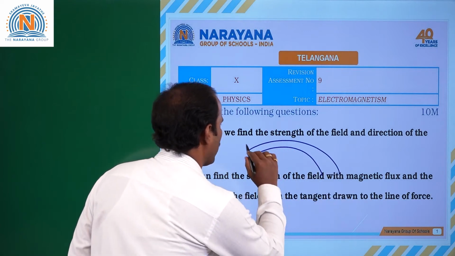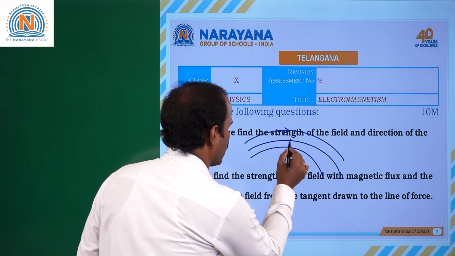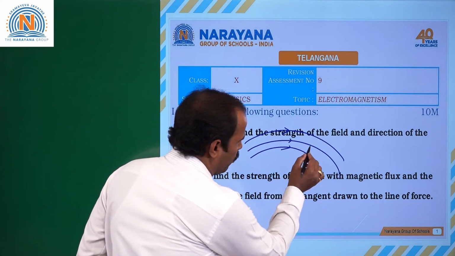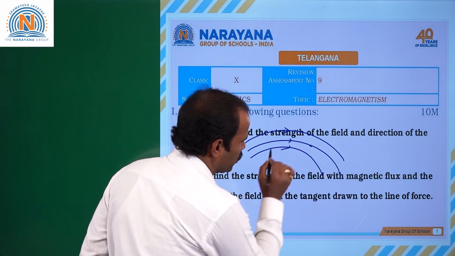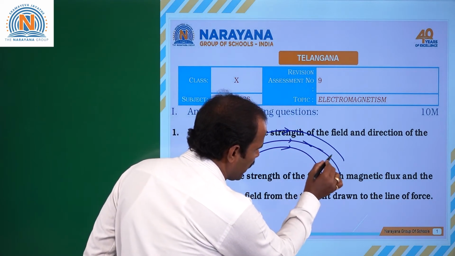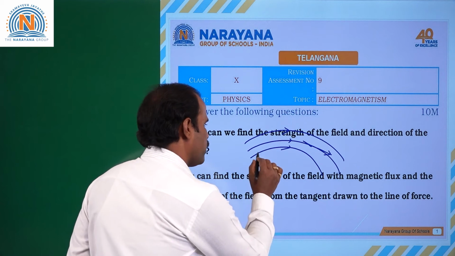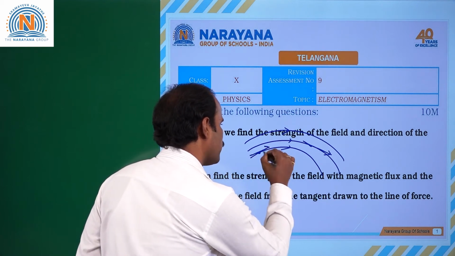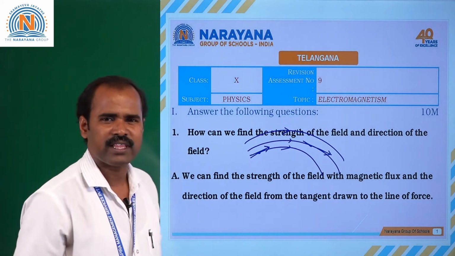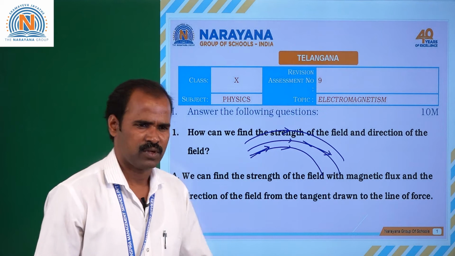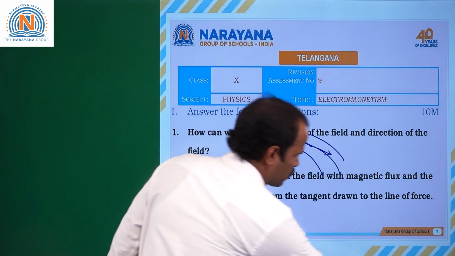For example, I am giving these magnetic field lines. Then what is the direction at a particular point? If you draw a tangent to that curve, this is the direction of the magnetic field. If you draw a tangent at this point, this is the magnetic field direction at this point. That means the tangent drawn at the curve gives its direction. Okay. Next question.